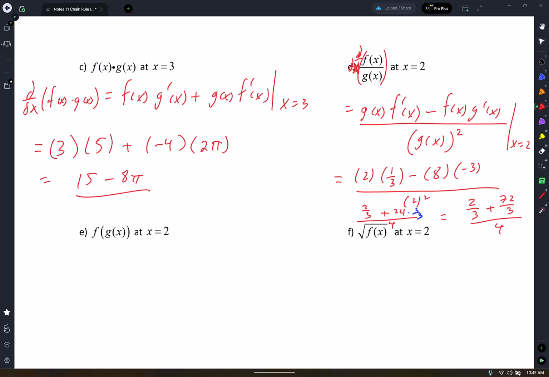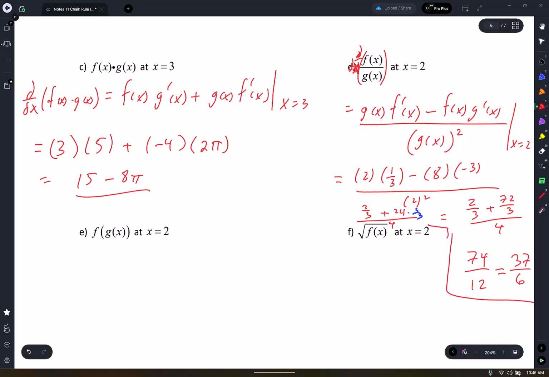72 plus 2, so I see 74 over 3 times 4, 12. And that reduces to 6 in the bottom. 37, 37. There it is. And 6 doesn't go into 37, right? Yep, there it is. We're good. Cool or not cool? Yeah, now we're doing arithmetic here.